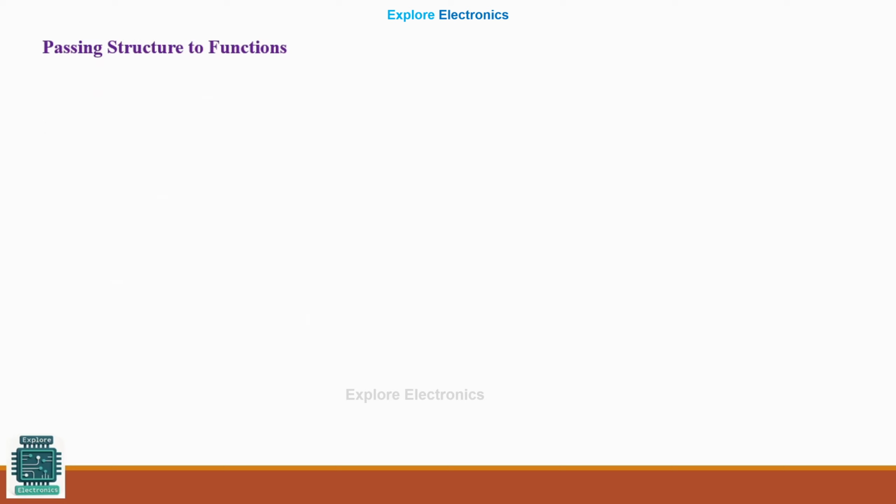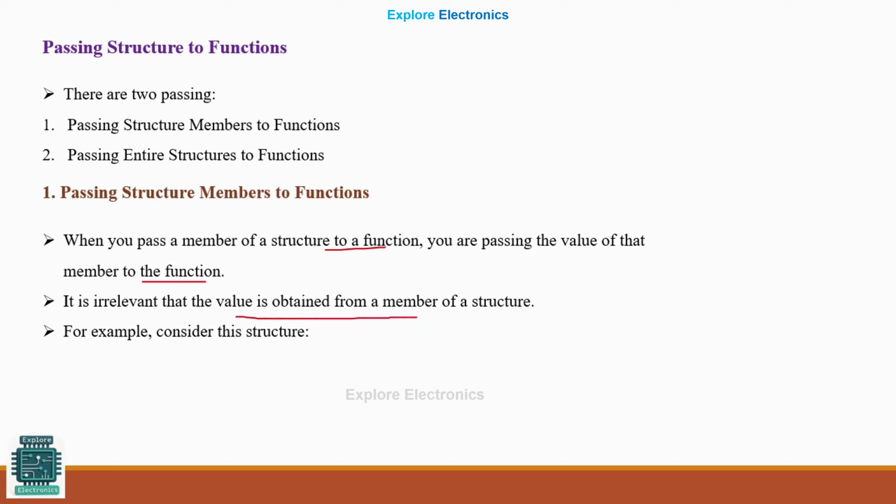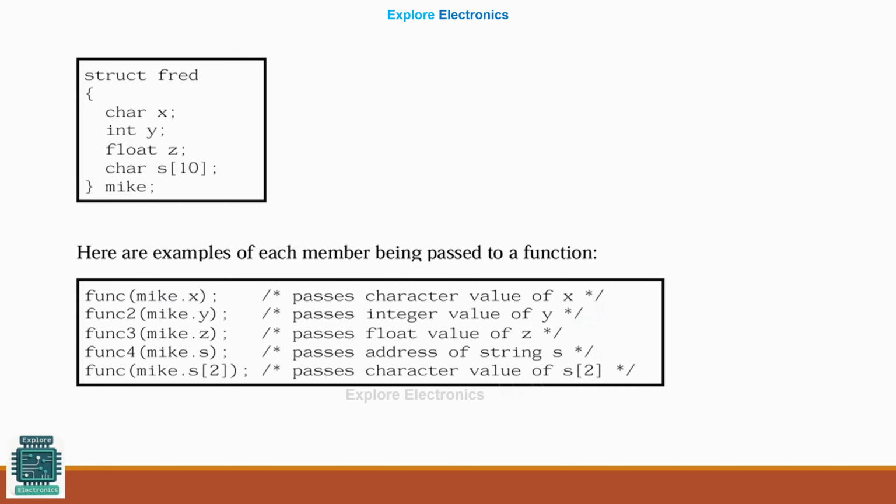Here, when you pass a member of a structure to a function, you are passing the value of that member to the function. It is irrelevant that the value is obtained from the member of a structure, right? Now, here is an example. Consider the structure. This is an example with struct, the data types, and the members. Here are examples of each member being passed to the function. The first statement, what does it say? Here, it passes the character value of x. And the second statement is passing an integer value of y.